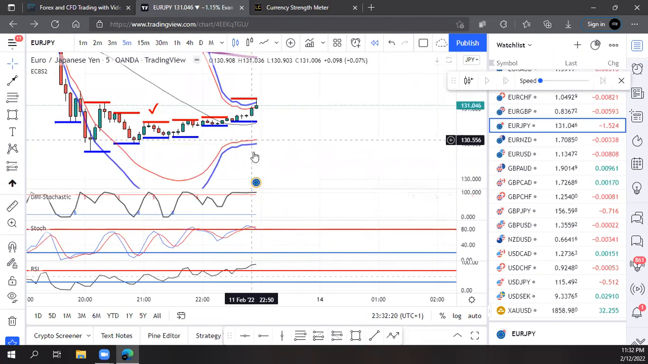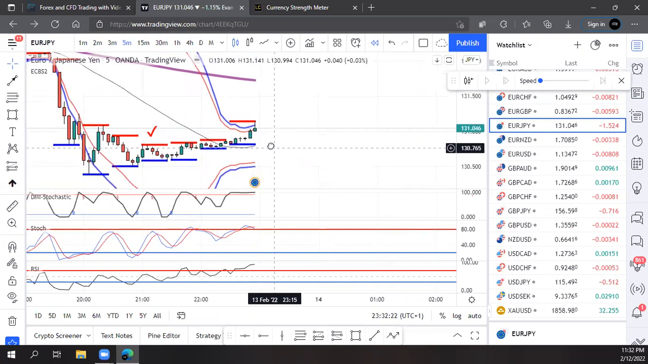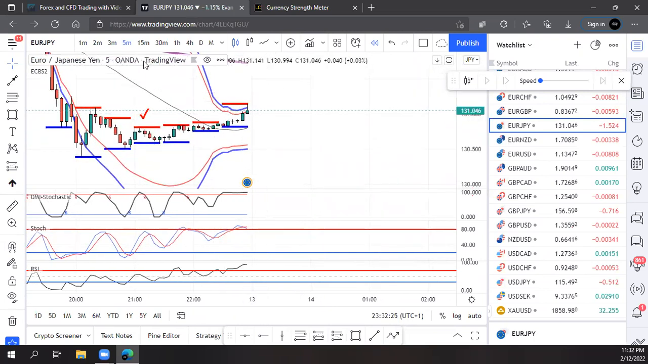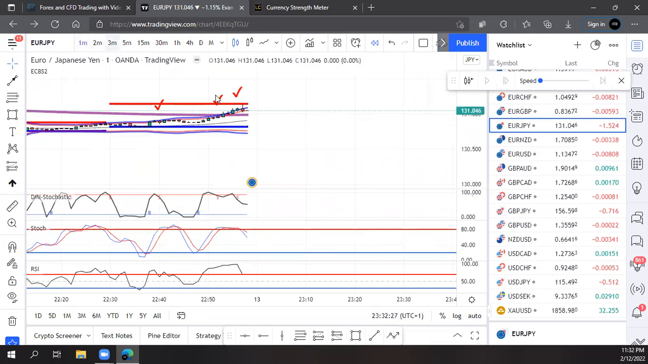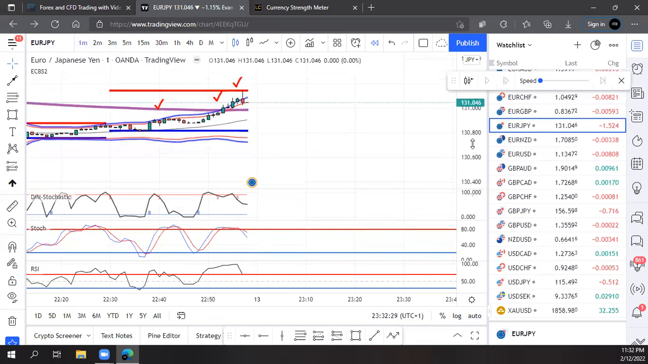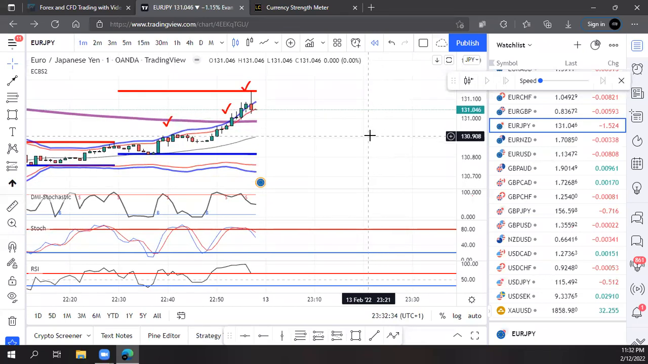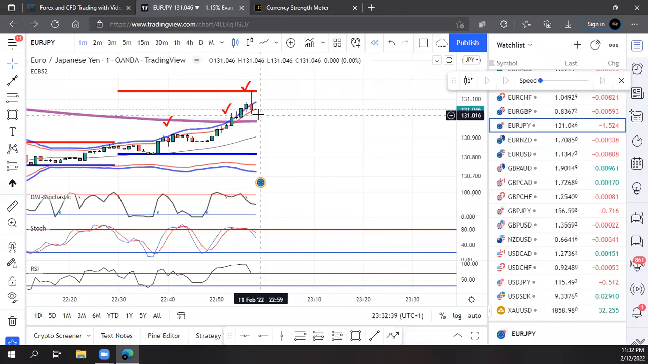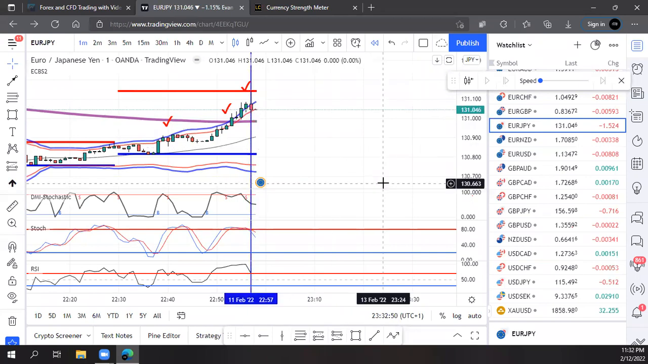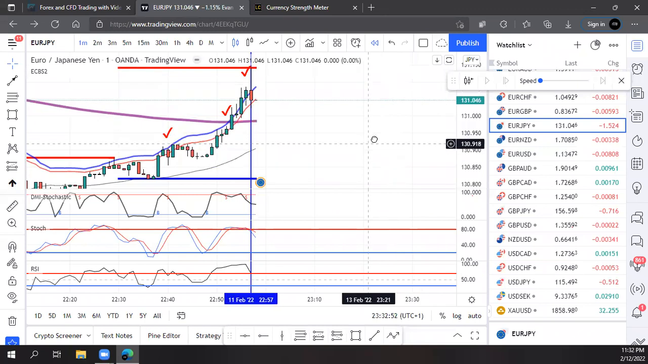So this is the kind of setup I'm looking for. If I wanted to take this trade my way, I would have come up to the 1 minute time frame. Are you seeing that the market already left us? This candle right here should have been my entry.